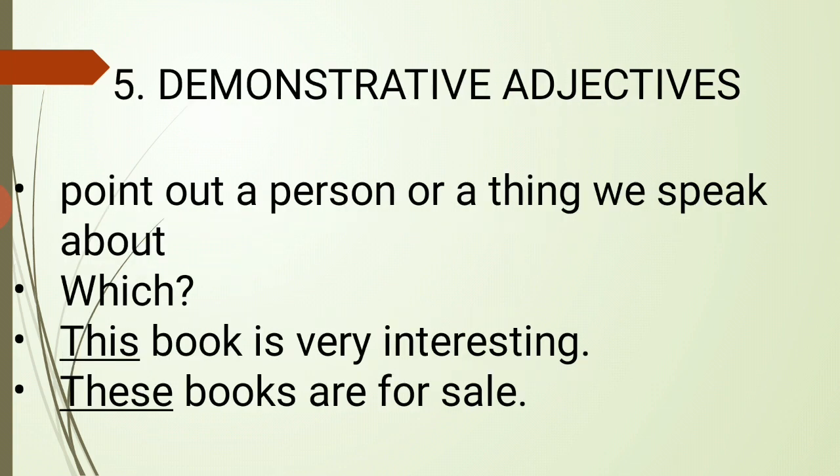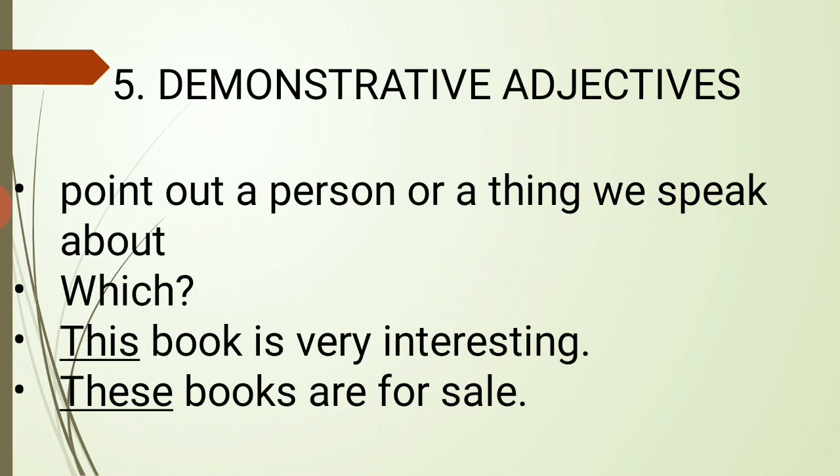Next we come to demonstrative adjectives. Demonstrative adjectives point out which persons or things or places are meant. It actually points out a person or a thing we speak about. And the word demonstrative itself means pointing out. They always ask the question which. This book is very interesting. These books are for sale. So in both these sentences, this and these are actually pointing out towards the book, right? So which book, this book, or which books, these books. So such adjectives are called demonstrative adjectives.